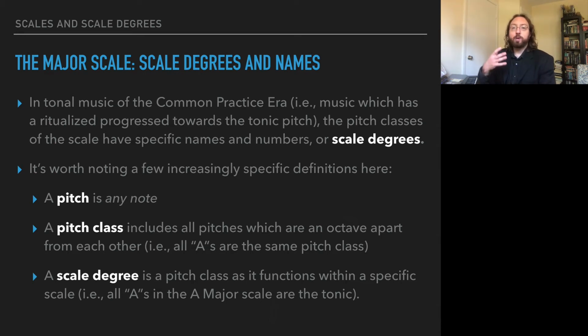Now, we can become more specific by giving them a scale degree, by saying where they are in a given scale. So A will have different scale degrees whether we're in C major or whether we're in A major. So a scale degree is a pitch class as it functions within a specific scale. In other words, all A's in the A major scale will be the tonic pitch. Let's learn the rest of these.